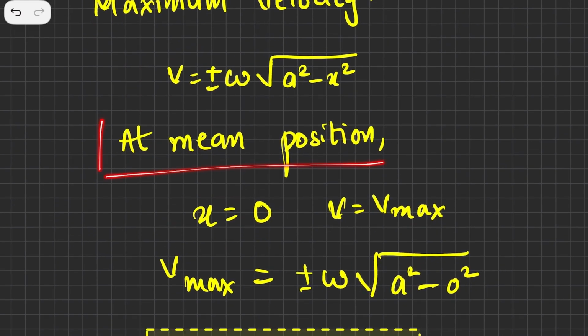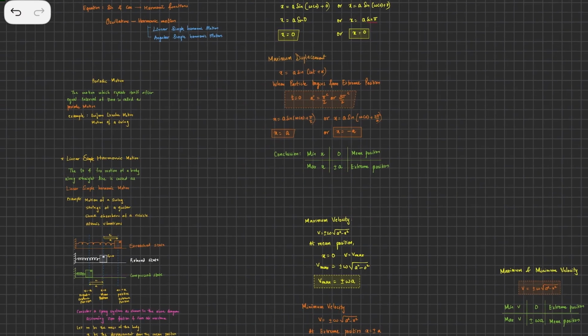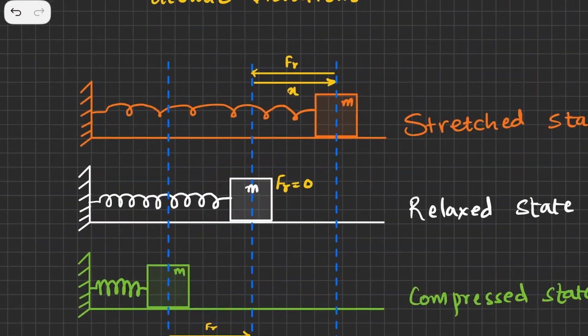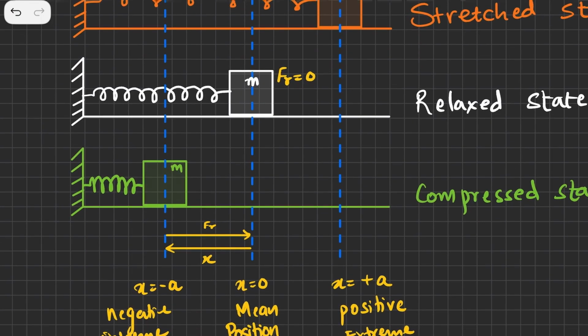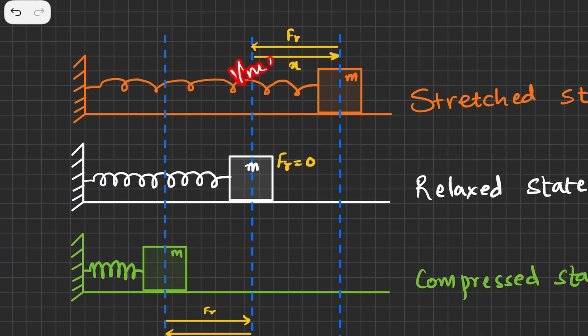Now when we are at the mean position, the value of x is 0 and I'll call v as v max. This is basically the logic which I explained while discussing this diagram. When you pull this block to the right hand side and hold it at this point, as soon as you release it, the block is going to increase its velocity and it will have the maximum velocity at the center. So at the mean position, when x is equal to 0, the velocity would be maximum.